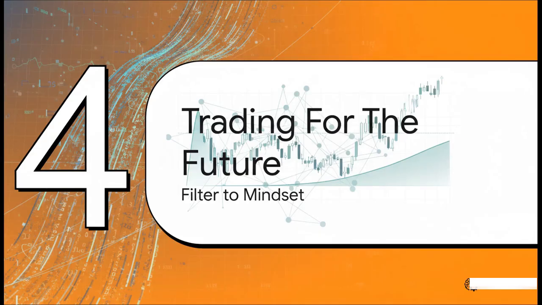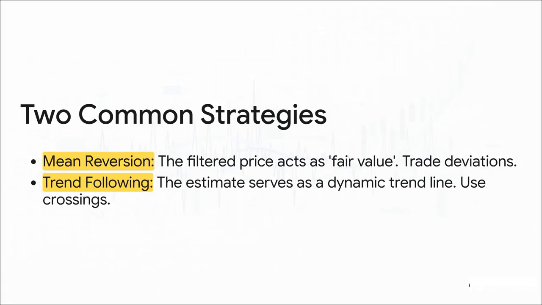So, a better filter is awesome, but the real question is, how does this actually change the way we trade? How does it lead to a smarter mindset? Well, there are a couple of classic ways to approach it. For mean reversion traders, you can think of that smooth Kalman line as the fair value. So when the actual price gets stretched way too far away from it, you can place a bet that it's going to snap back. Or, if you're a trend follower, you can use that line as your new intelligent trend line. A clean cross could be your entry, and a change in the slope could signal the trend is shifting.